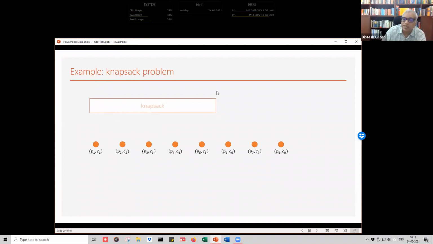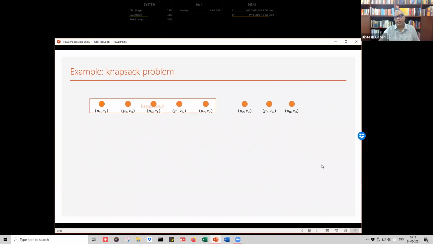And here is my knapsack. And a solution to this knapsack might be something which looks like this. So in the knapsack, the solution, I have put element 1, 3, 4, 5, and 7 in the knapsack. The others are not in the knapsack. How do I define a neighborhood?